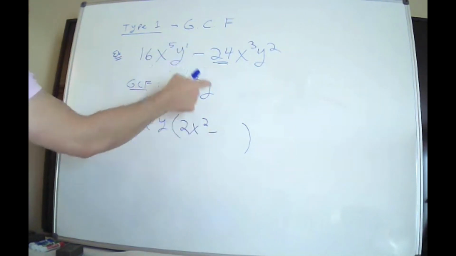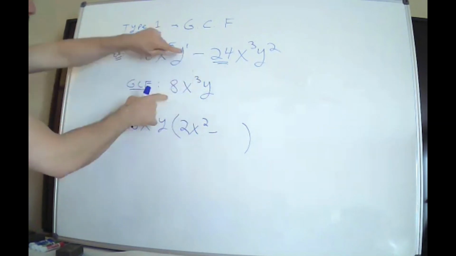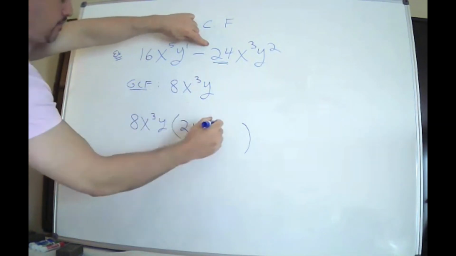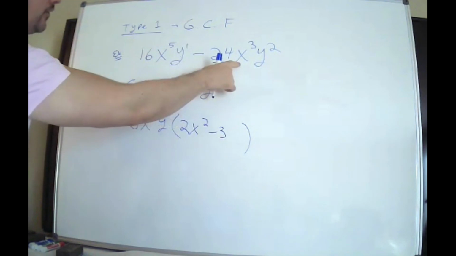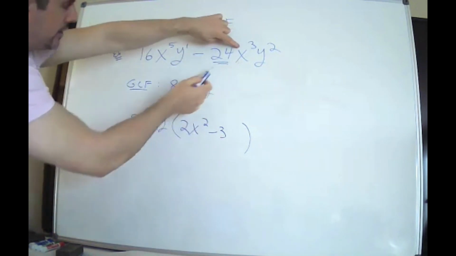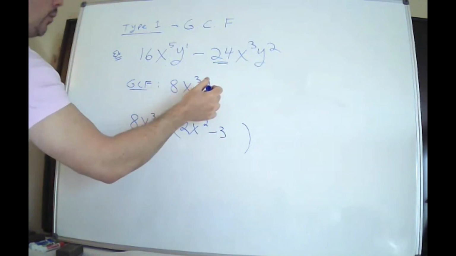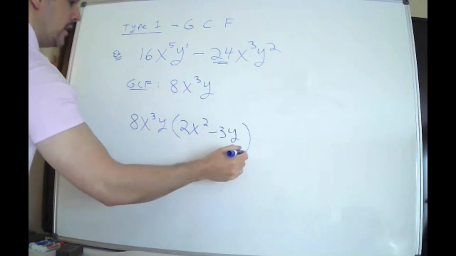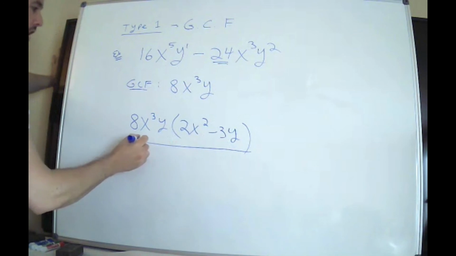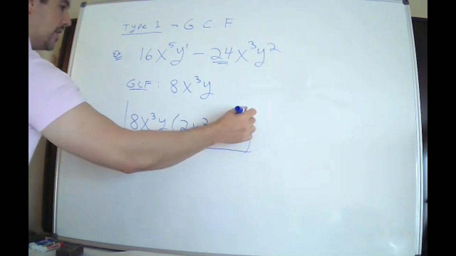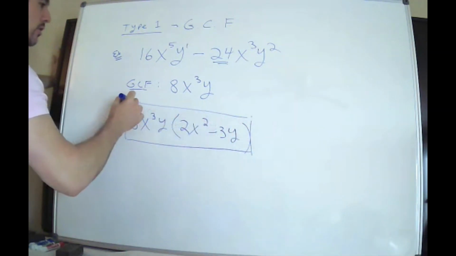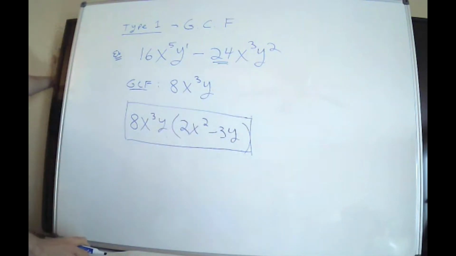Now I put the minus sign. Boom. 24 divided by 8 is 3. x3 divided by x3, they cross out. y2 divided by y1 is y1. You see, you don't necessarily have to write it underneath and do the division. You can do the division in your head if you get to that point.